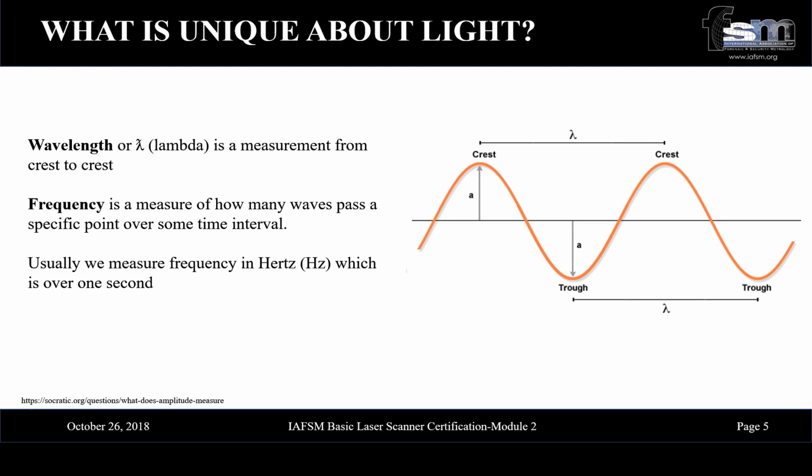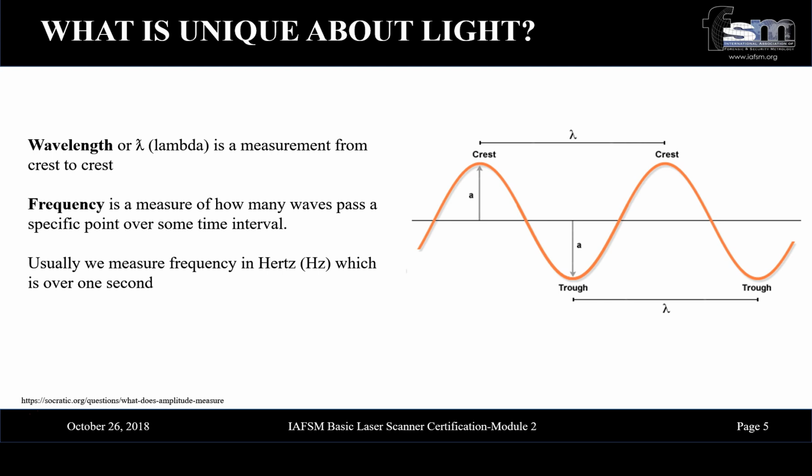Well, the first one is the wavelength, as I mentioned before. Different types of light have different wavelengths, and that results in different types of spectra. Now, the wavelength is also related to the frequency, and that frequency is a measure of how many waves pass a specific point over a time interval. And normally we use the measure of hertz, which is how many waves pass a particular point in 1 second.